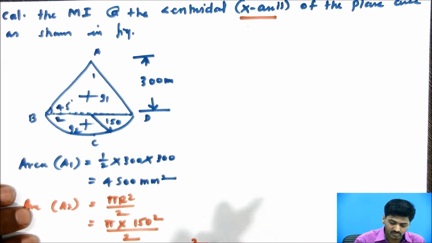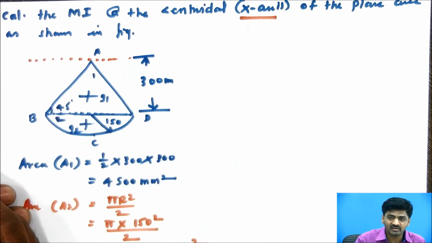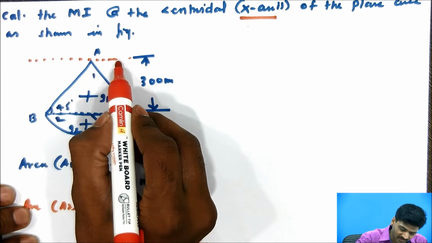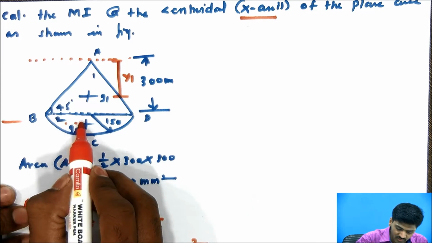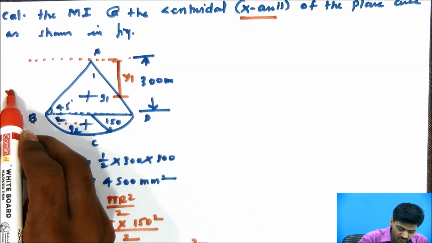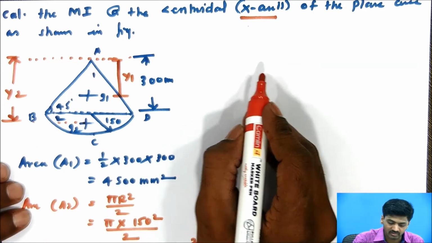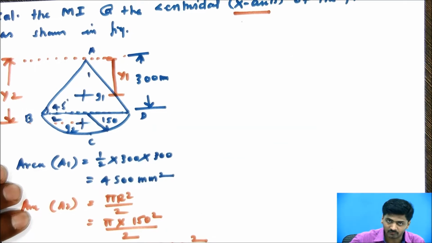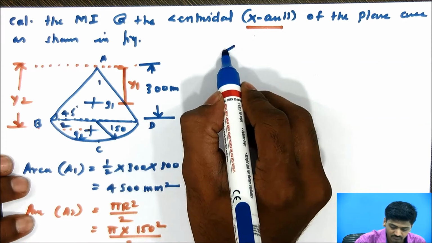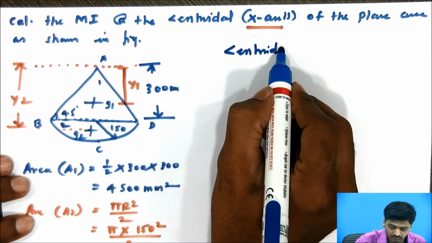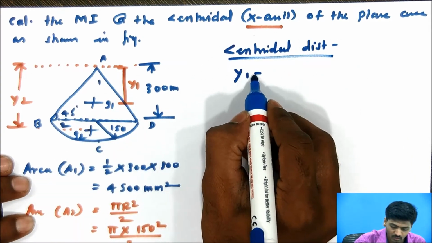How to calculate the centroidal distances? So for that I am considering this is the reference axis. From the reference axis, this is my y1 and this is up to here. This is nothing but y2. How to calculate the centroidal distances? So please observe. To calculate the centroidal distances, this is y1.